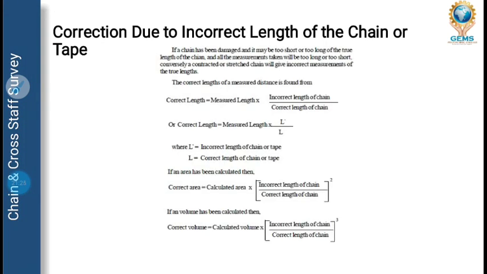Next is correction due to incorrect length of a chain or a tape. When you do chaining and some error comes, you should know the correct length. Correct length is equal to measured length into incorrect length of chain upon correct length of chain. For example, if you need to find the correct length, say you measured 101, the incorrect chain length is coming 102, and the correct chain length is 101, so you will divide and get the value.